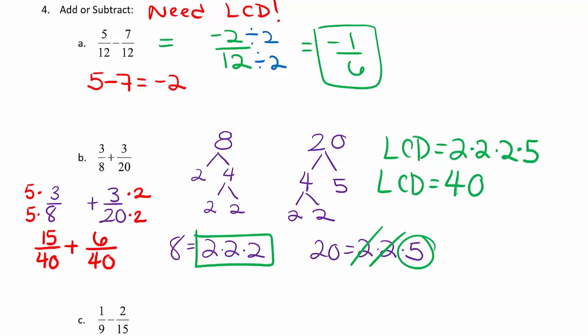Now that I have the exact same denominator, I can add the numerators. 15 plus 6 is 21, and that denominator stays the same. So my answer would be 21/40.